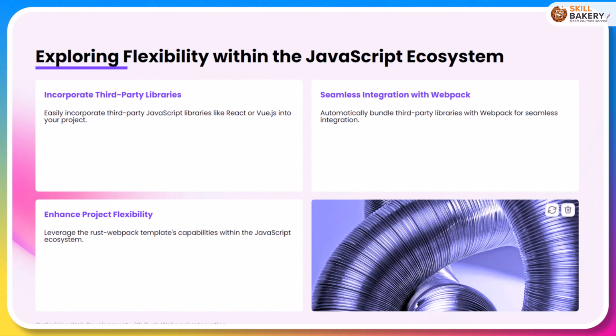We have to explore the flexibility within the JavaScript ecosystem. It allows us for incorporating third-party libraries, as I mentioned earlier, seamless integration with Webpack, and enhancing projects' flexibility. We can make use of the Rust Webpack template's capabilities within the JavaScript system.